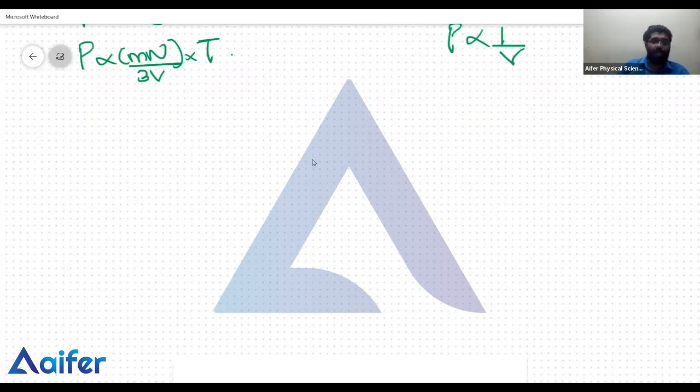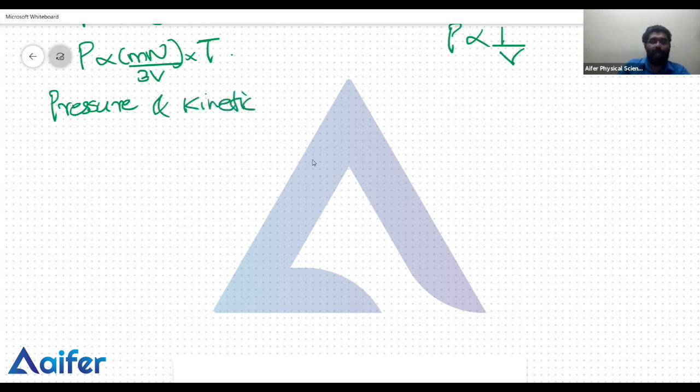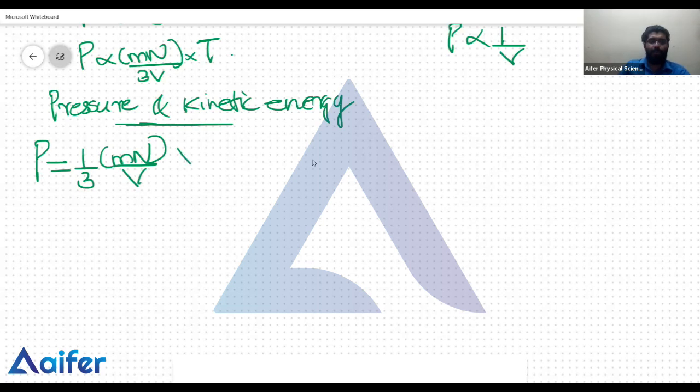Now we would like to give the relation between pressure and kinetic energy. We got the expression for the pressure as P equal to 1 by 3 mN by V into Vrms square. So mN represents the total mass of the gas. mN, the total mass of the gas, divided by volume is nothing but rho, the density of the gas.